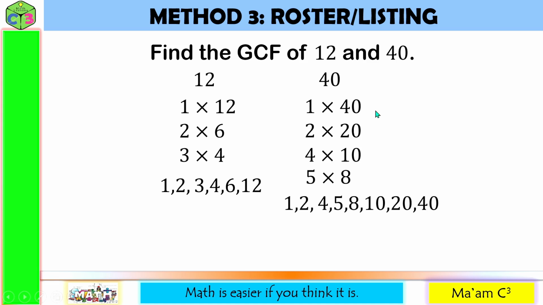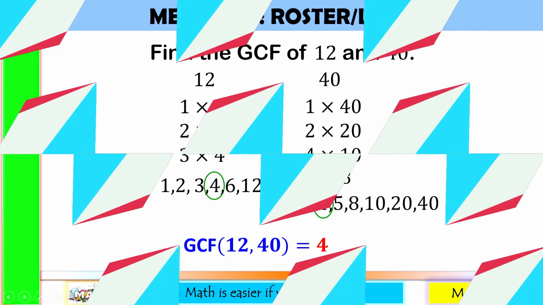And then I'm going to look for the GCF: greatest common factor. The greatest number that is common to both lists of factors, and that would be 4. So the GCF, again, of 12 and 40 is equal to 4. I have discussed three different methods of determining the GCF of 12 and 40. Choose the one that best fits you.